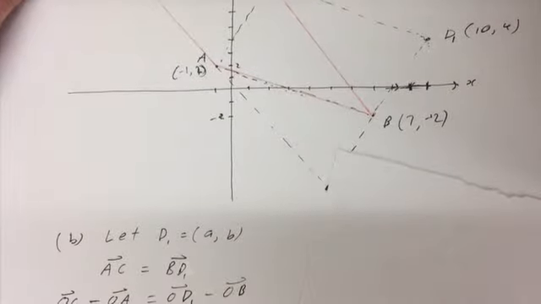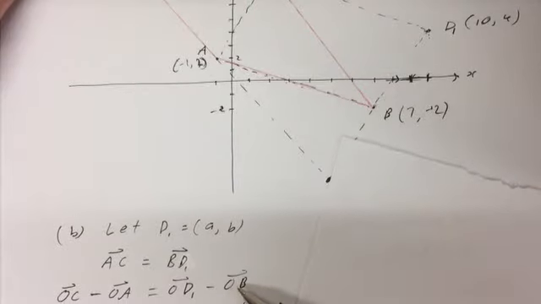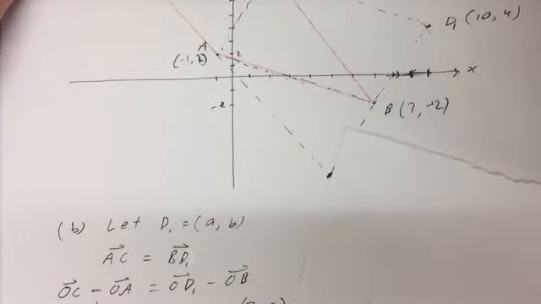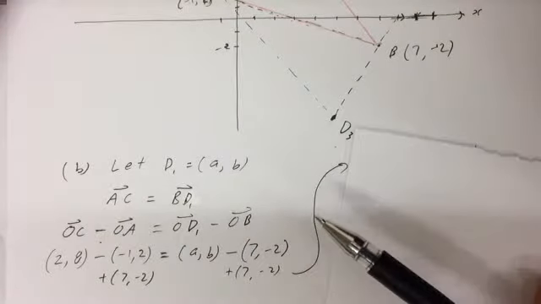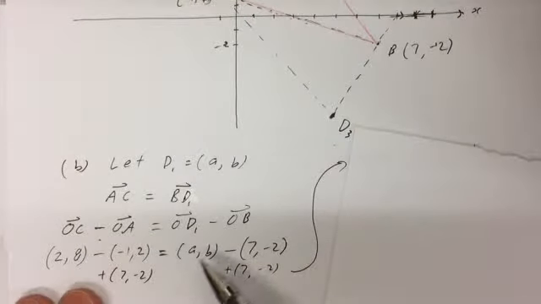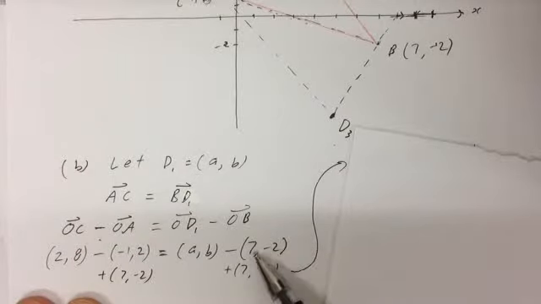So it's AB. OD1 is AB, and OB is (7, -2). Okay? Now, we want to get AB. This is a vector at this point. AB is a vector. So in order to do that, I'm going to get rid of this vector (7, -2) from this side. So I'm going to add the vector (7, -2) to both sides.